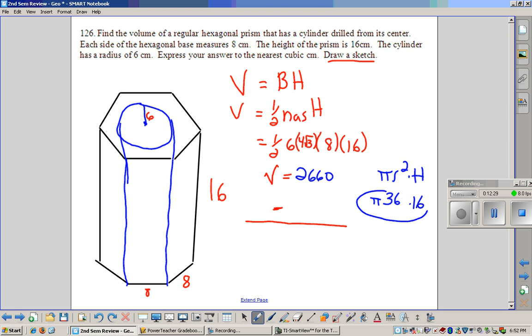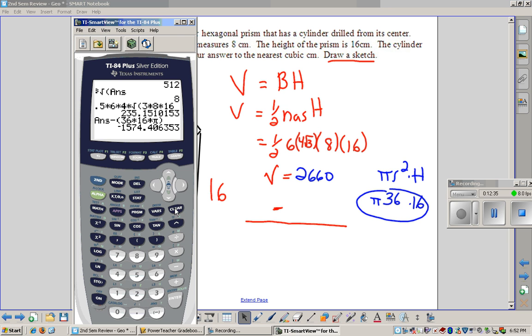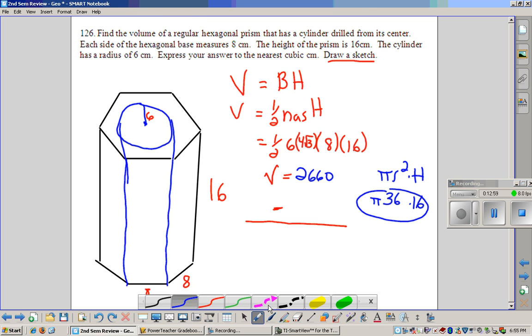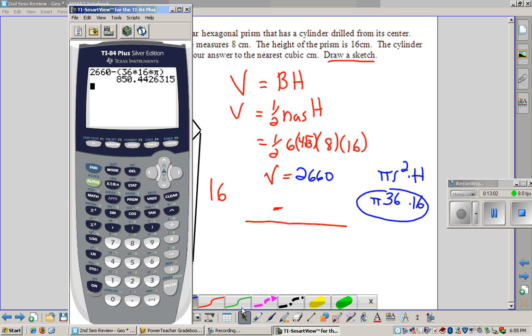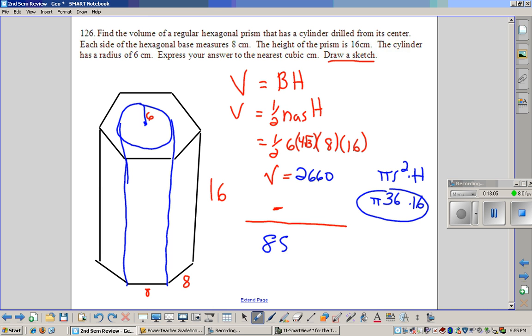Take away the volume of the cylinder. 2,660, take away 36 times 16 times pi. We should have our answer: 850. And I'm getting an answer of 850, which is different than the answer sheet connected to the packet. So we may have to look at this one in class, double check each other. But I think I'm right here. Could be wrong.